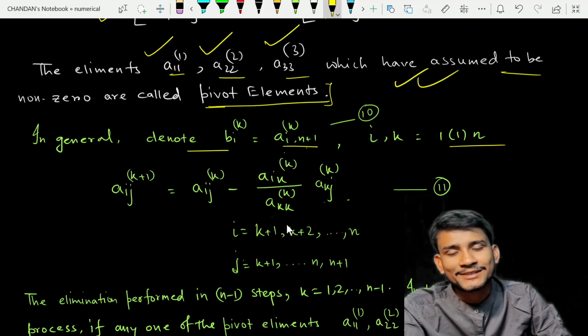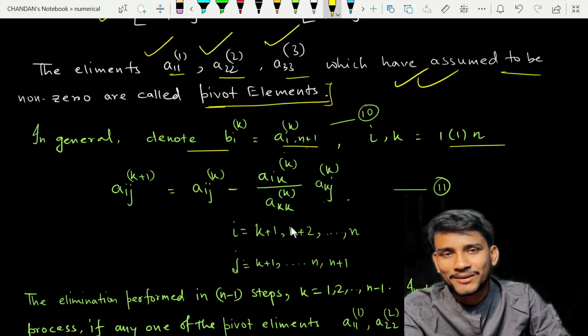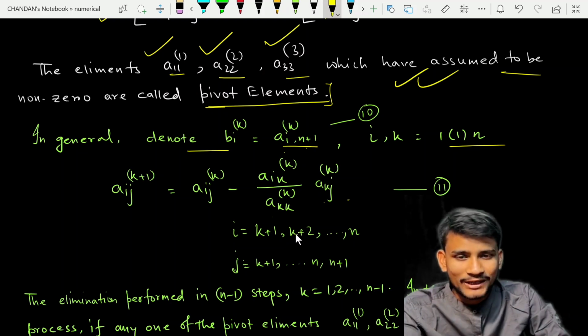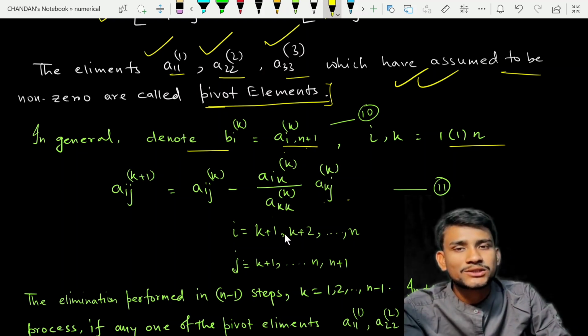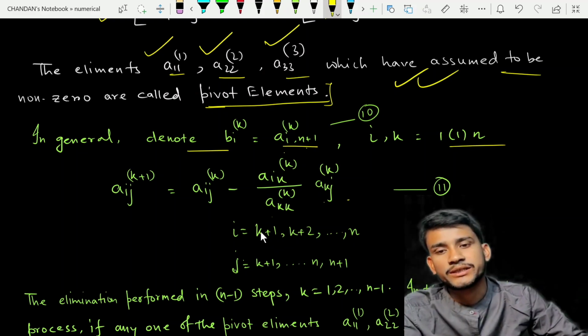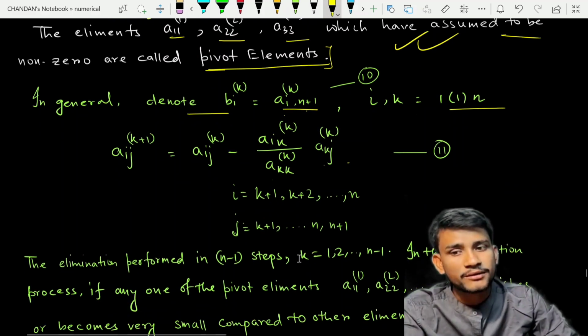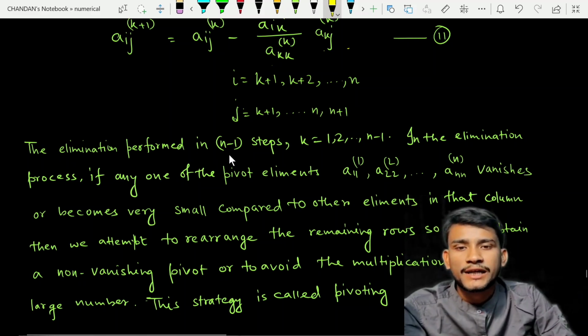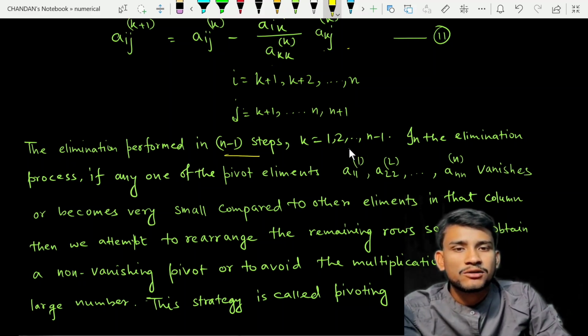So you can't remind this thing, or you can't remember. If you remember, then this is very good, or if you forget these elements, then no matter, you just convert the coefficient matrix to an upper triangular matrix. Okay, this is our motto. So the elimination is performed in n minus 1 steps, k equal to 1 to n minus 1.